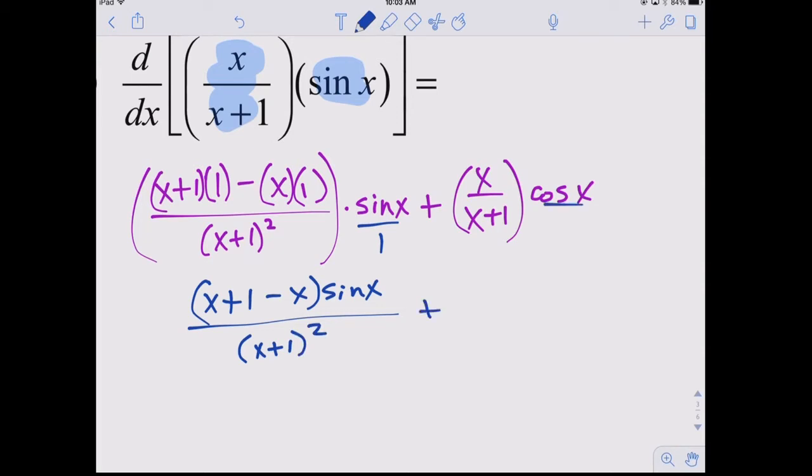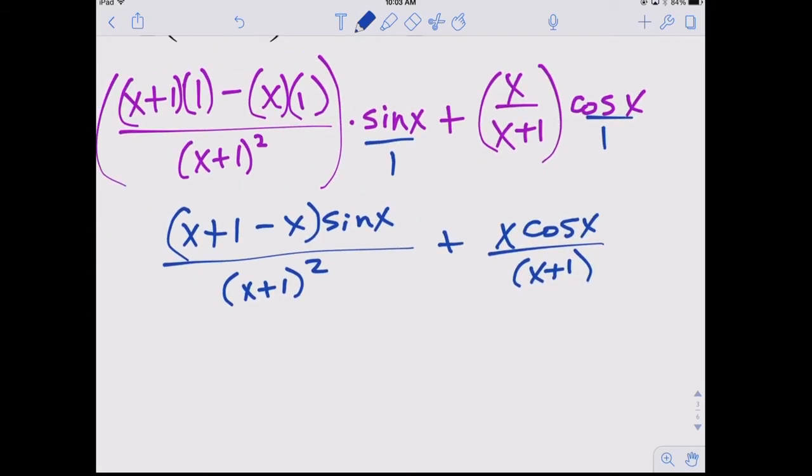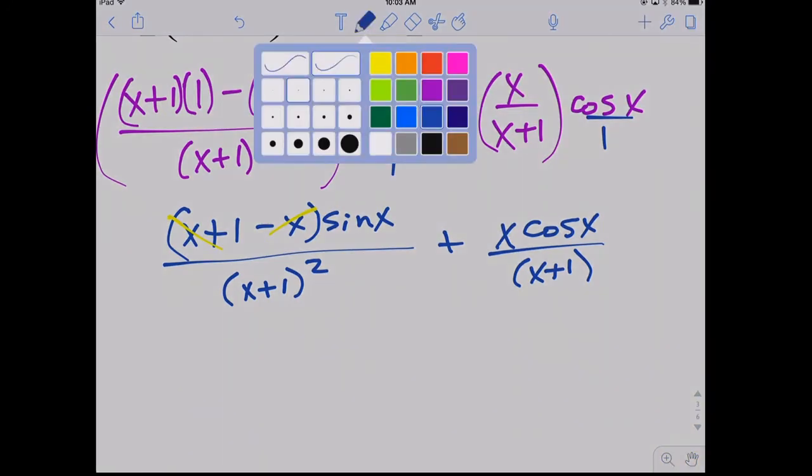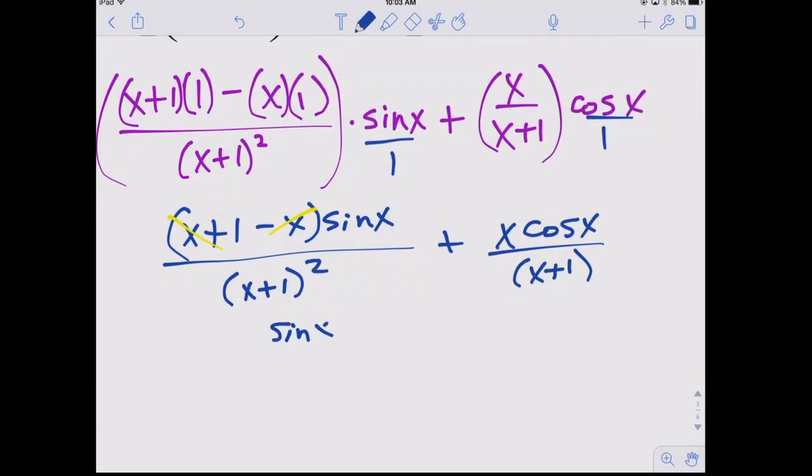And the other one, that's really a cosine over 1, so I can call it x times cosine of x all over x plus 1. Now, of course, what happens in the first term with your x's? They cancel, and you're just left with 1 times sine over sine. So we have sine of x over x plus 1 squared plus x cosine of x all over x plus 1. Now, you could stop there. That looks like it's cleaned up pretty well.